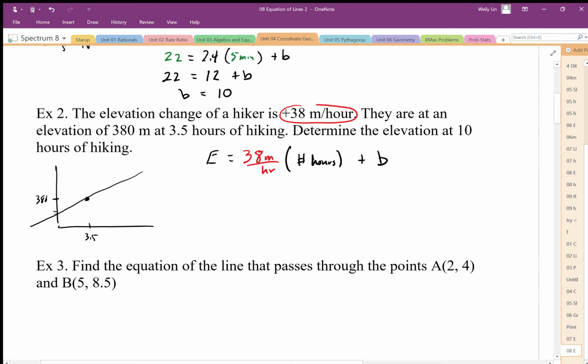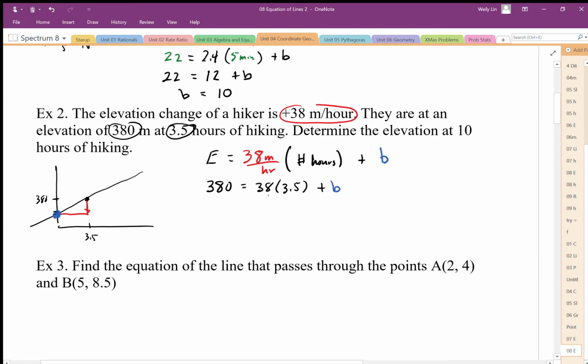Okay, I'm just going to change my color here. That's my B, and that's going to be my starting position right there. So I just need to get back to 0. I can do it using my slope if you wanted to. I can use a slope on my graph and just say, well, negative 3.5 hours, I need to figure out how far I go down. Or I can just do this algebraically by plugging in my coordinate pair. 3.5 hours, elevation is 380. So I get 38 times 3.5 plus B.